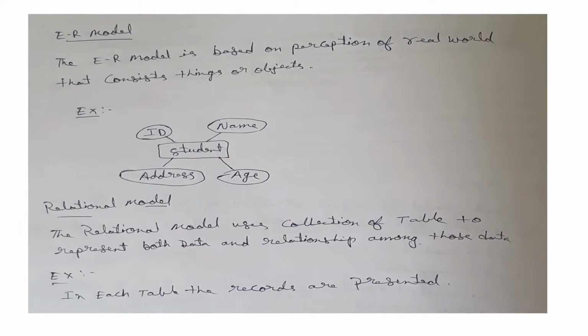ER model is based on perception of real world that consists of things or objects. This is called ER model. An example for ER model is given below. Please check it. And coming to the relational model, the relational model uses a collection of tables to represent both data and relationships among those data. This is called relational model. For example, in each table the records are presented. Okay, this is about ER model and relational model.